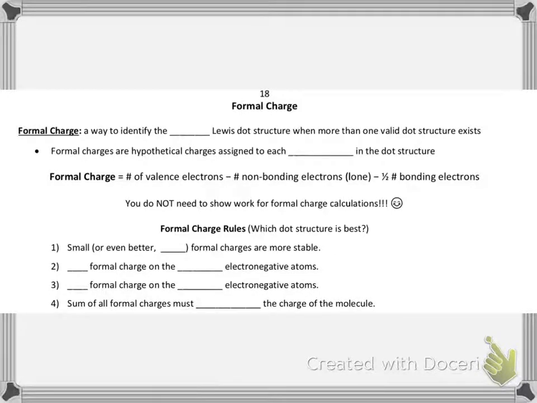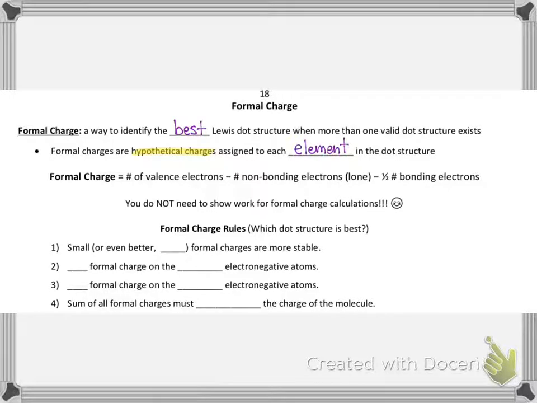Let's talk about formal charge. This is a way to identify the best possible Lewis dot structure when there's more than one valid Lewis dot structure that you can draw for a given molecule. Formal charges aren't necessarily real charges. You could call them hypothetical charges. But just like our imaginary oxidation numbers, they're charges that are assigned to each element within the compound.